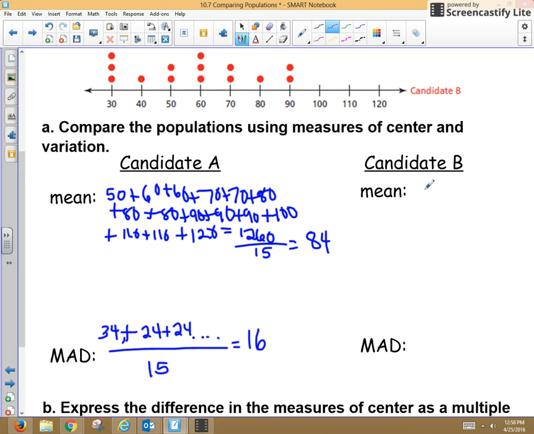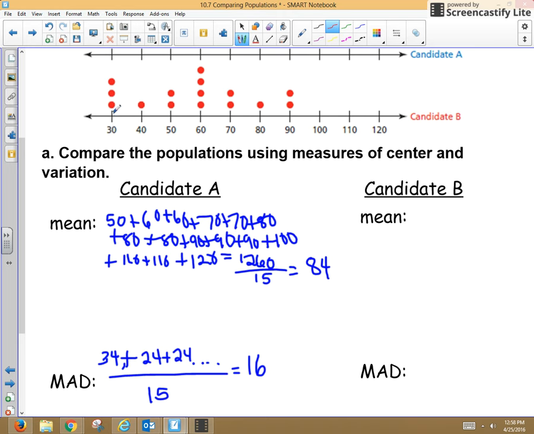Same thing for candidate B. I'm going to skip ahead just to save time. You would add up all 15 values. So 3 30s plus 40 plus 2 50s plus 4 60s plus 2 70s, 80, and 90. And then when you add all of those up, you should equal 870.